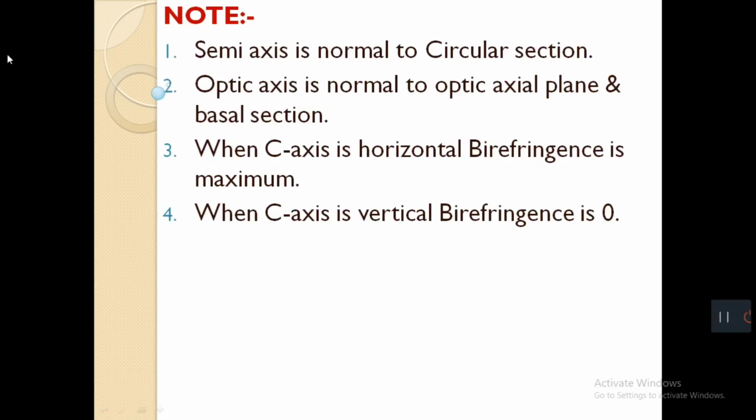Now some important notes. The semi-axis is normal to the circular section. The optic axis is normal to the optic axial plane and the basal section. When the c-axis is horizontal, birefringence is maximum. When the c-axis is vertical, birefringence is 0.